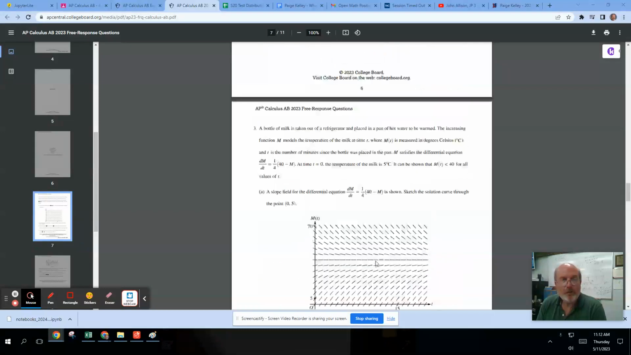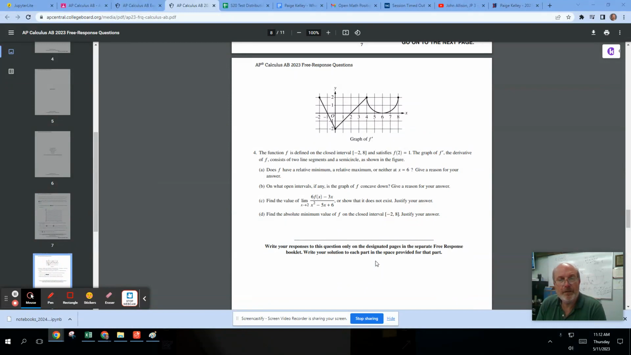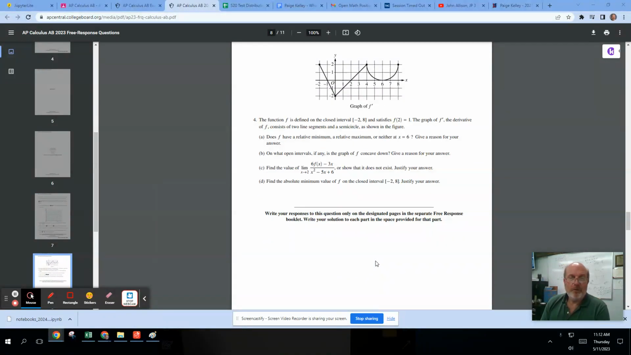Okay, we're going to work number 4 on the released items from the 2023 AP Calculus AB exam. Here's number 4. Looks like we have a graph. Function f is defined on a closed interval from -2 to 8. Satisfies f of 2 equals 1. Oh, f prime. F prime is what's graphed.